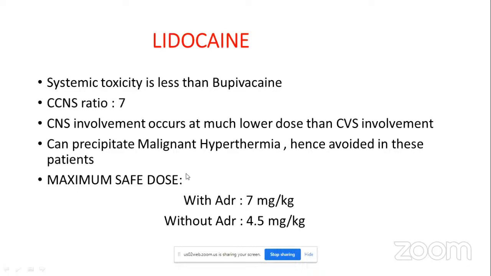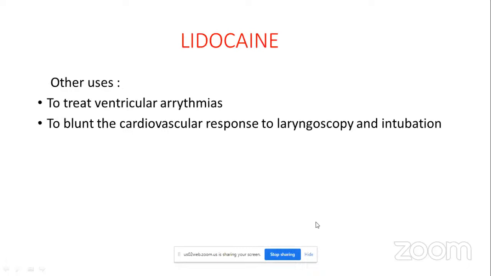Maximum safe dose of lidocaine with adrenaline and without adrenaline. With adrenaline, there will be vasoconstriction, so there will be lesser chances of the drug getting absorbed intravascularly. So a larger dose can be given with adrenaline, that is 7 mg per kg, and without adrenaline, it is 4.5 mg per kg body weight. Other uses of lidocaine: as an antiarrhythmic, it is used to treat ventricular arrhythmias, and to blunt the cardiovascular response to laryngoscopy and intubation.